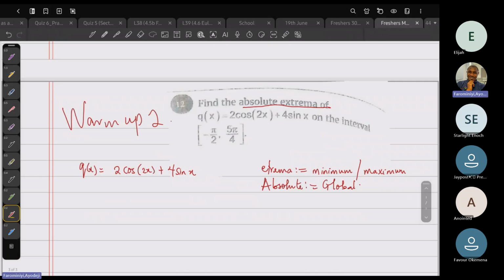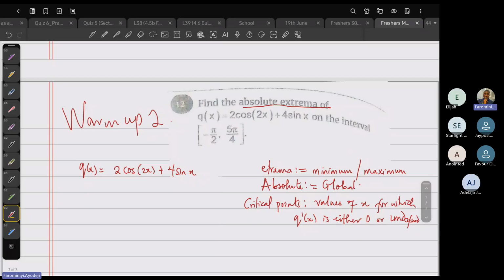And what are critical points? Critical points or critical values are values of x for which the derivative is either 0 or undefined. So the first thing we need to do here is to find the first derivative of q, and we set it equal to 0. Then we'll come back to discuss what it means to find the global one.